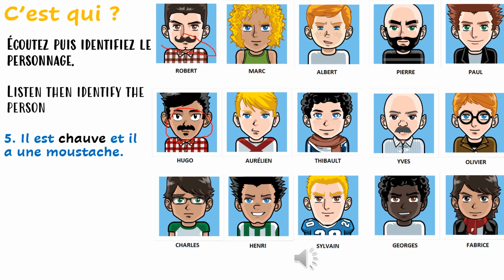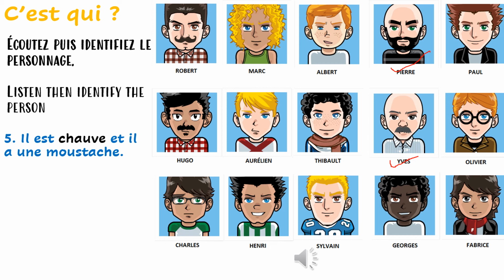Mustachio, ici aussi, yeah. Et il a une moustache aussi, yeah. So Robert, Hugo, Yves et Pierre, les quatre, all four of them, ils ont des moustaches. They have a moustache, okay? So, the sentence is saying, il est chauve et il a une moustache. What does chauve mean? Chauve means bald. Il est chauve, shined, you know? Head shine, no hair. Yeah, so it is between Pierre and Yves. Okay, so il est chauve et il a une moustache. He is bald and he has a mustache, okay?